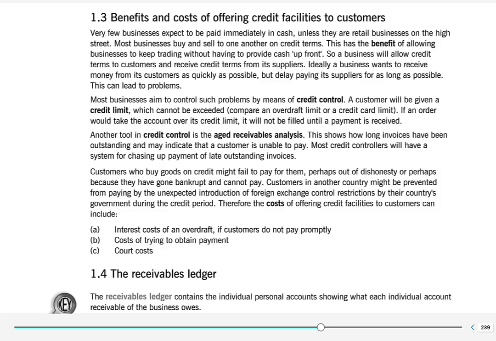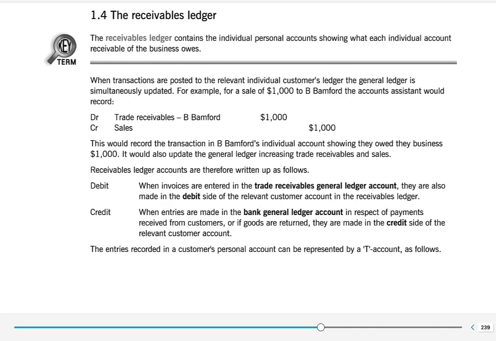Third, control response. Credit control procedures are needed, including credit limits and aged receivables analysis to reduce risk and encourage prompt payment. Common student mistake to avoid: do not write only one side. If the question asks about benefits and costs, you must cover both. Examiners want balanced understanding.